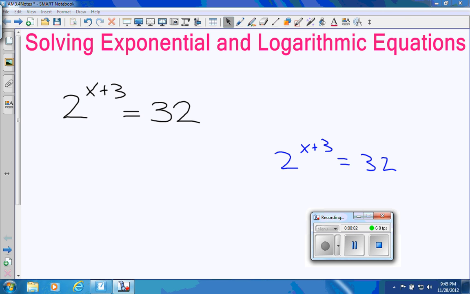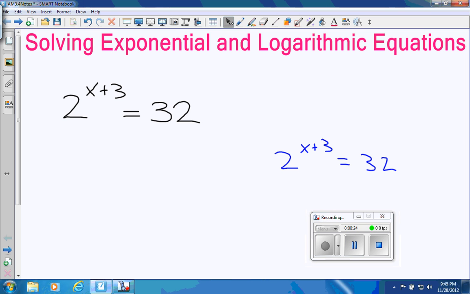Alright, section 3.4 deals with solving both exponential and logarithmic equations. First we'll start with exponential equations, one of this nature: 2 to the x plus 3 equals 32. I have it written here 2 times because there are two separate ways that this can be done.